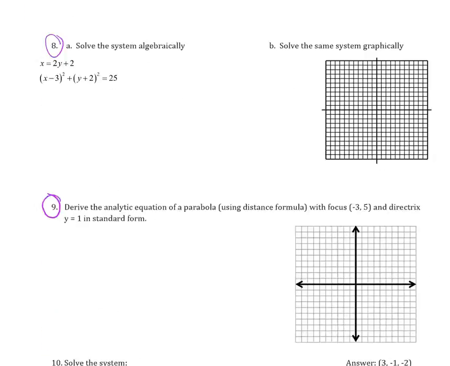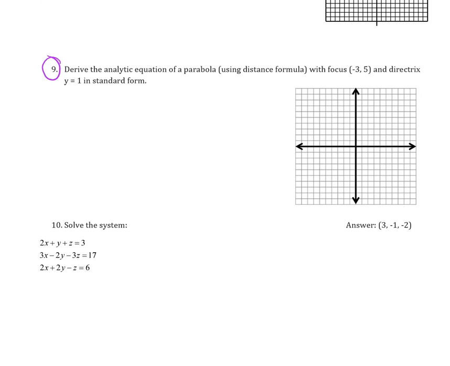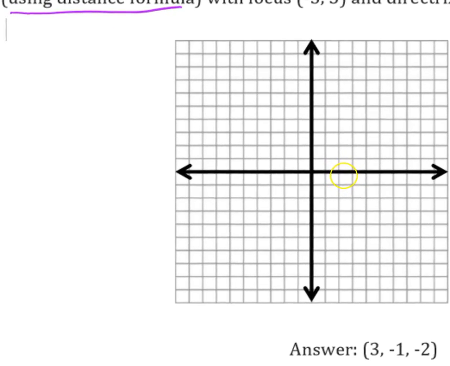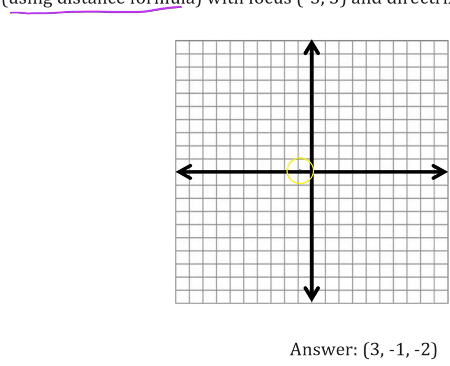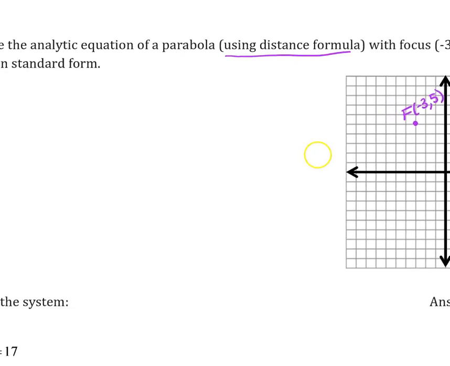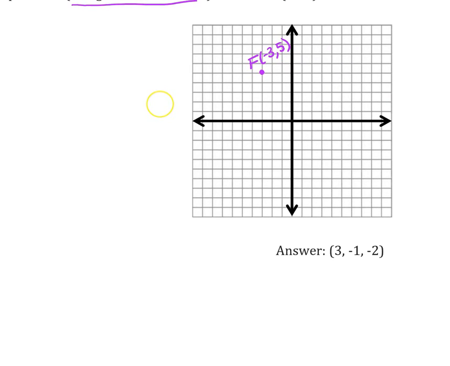So starting with number 9, because this is the one that we struggle with the most, derive the analytic equation of a parabola using the distance formula, or the definition of parabola, with a focus at negative 3, 5. So I'm going to go ahead and plot this. I'll zoom in a little bit. Negative 3, 5. Here's negative 3. Okay, so this is my focus, and my directrix is at y equals 1.